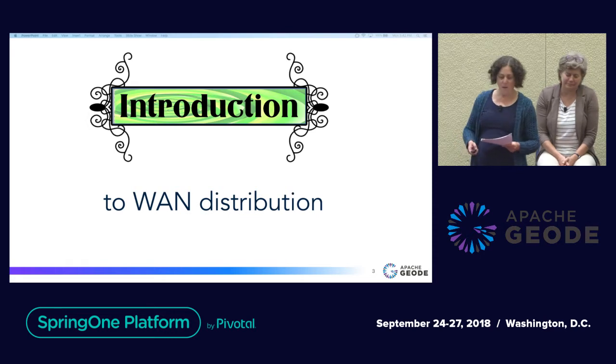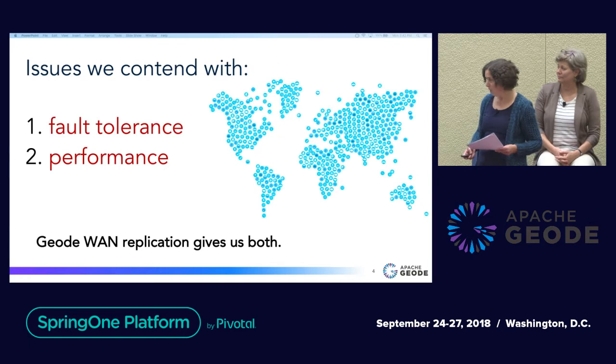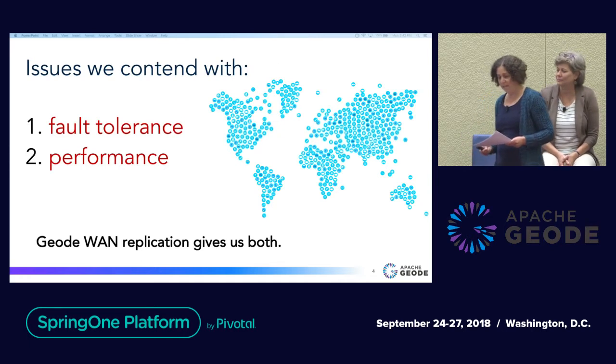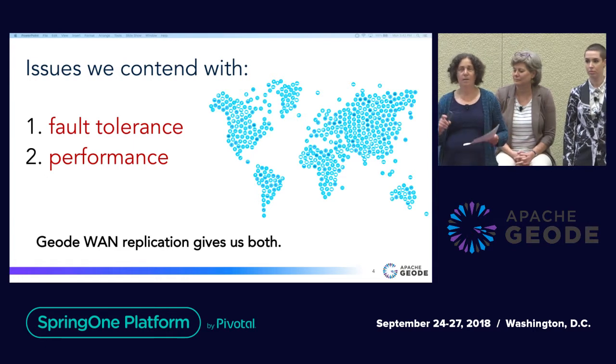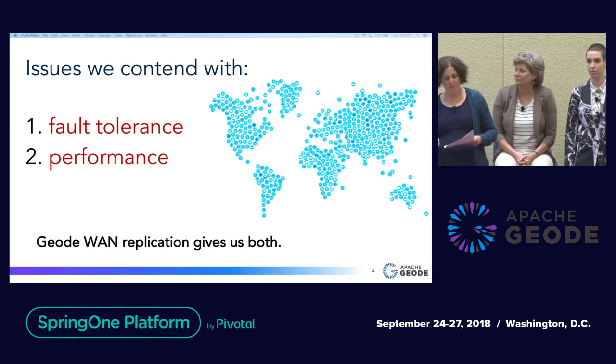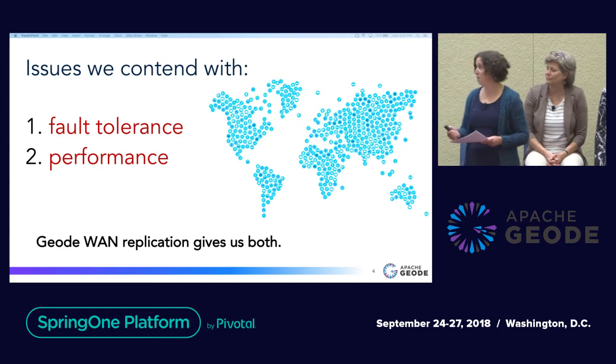First part of the talk motivates WAN distribution and explains how it works. 2 issues that we face are fault tolerance and performance, meaning maintaining the speed of our system. Let's discuss both.